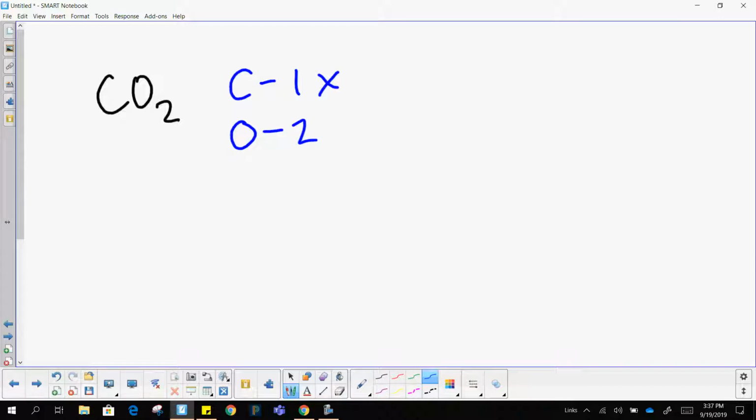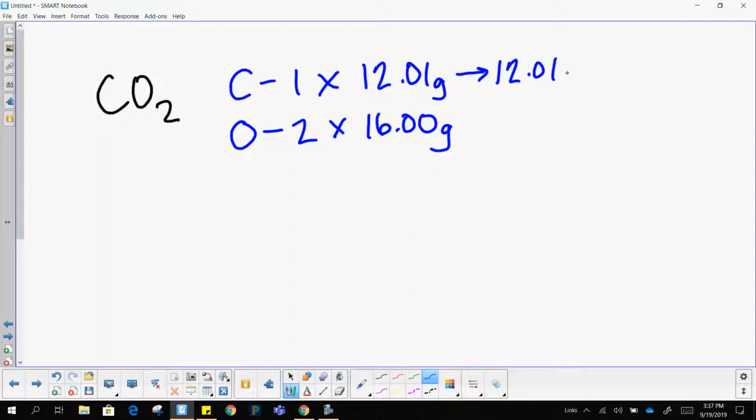Then you say, what's the mass of a carbon atom? I can look this up on the periodic table. The mass of a carbon atom is 12.01 grams, and the mass of an oxygen atom is 16.00 grams. And you just simply multiply those out. So 1 times 12.01 gives you that much carbon in this compound, and then you have 32 grams of oxygen in this compound.